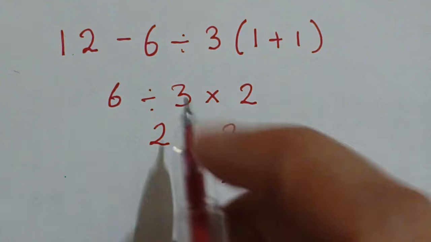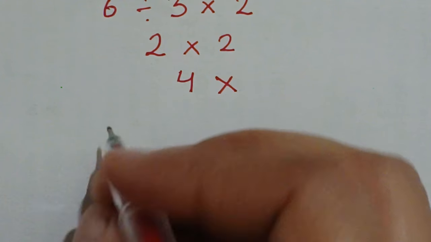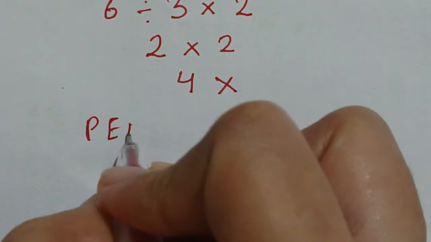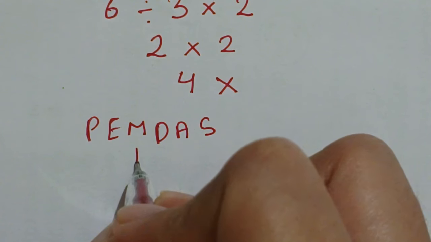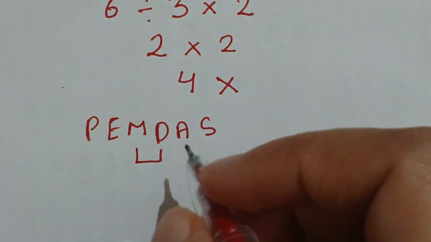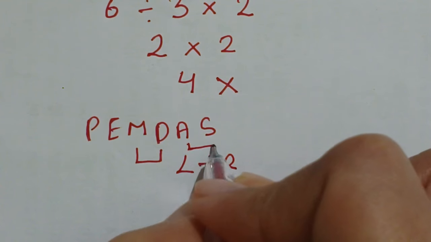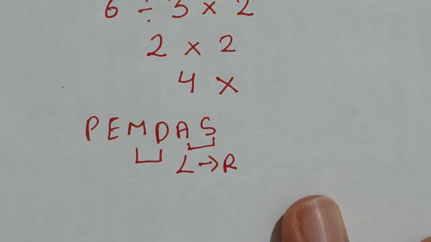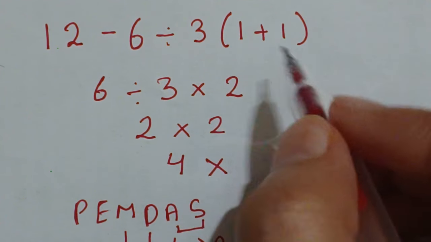So here we solve this expression by using the PEMDAS rule. In PEMDAS, you have to remember that multiplication and division both have equal priorities, therefore we go from left to right. Same for addition and subtraction. So here first we'll solve this parenthesis part, meaning the bracket part.